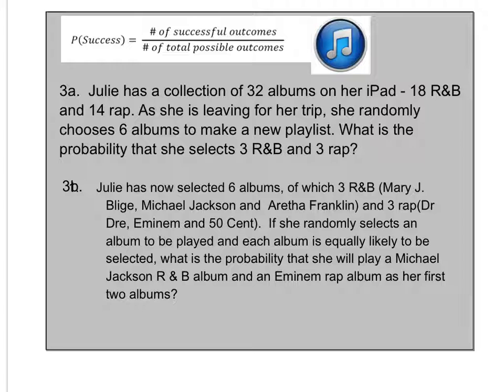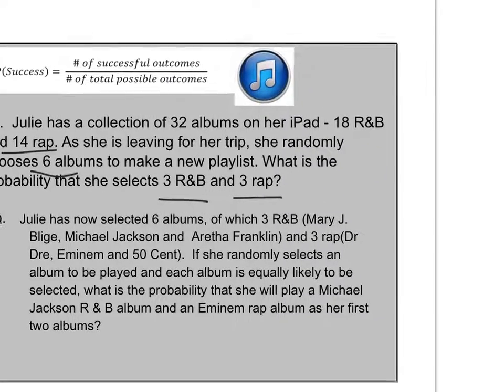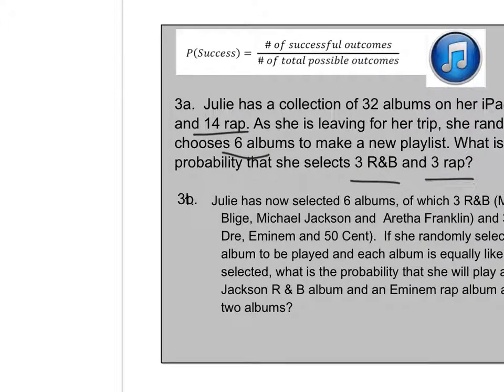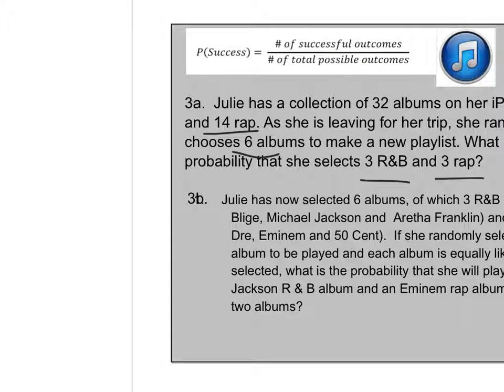So Julie has a collection of 32 albums on her iPad, 18 R&B, 14 rap. As she is leaving on her trip, she randomly chooses 6 albums to make a new playlist. What is the probability she chooses 3 R&B and 3 rap? So let's take a look here. 18, 14. So what's the probability she selects 3 R&B and 3 rap?